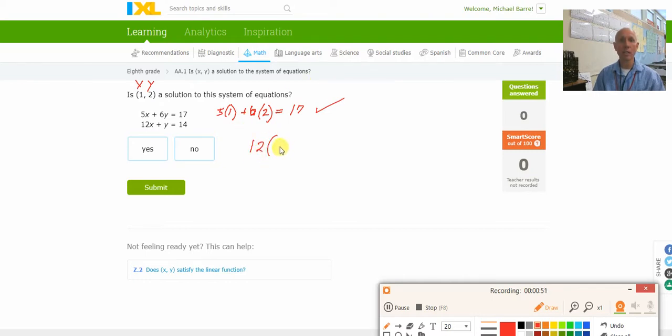So 12 times x, and what is x? 1, plus y, and what is y? 2, and that equals 14. Does it equal 14? Yes, it does. So was this a solution? Yes, it was a solution.